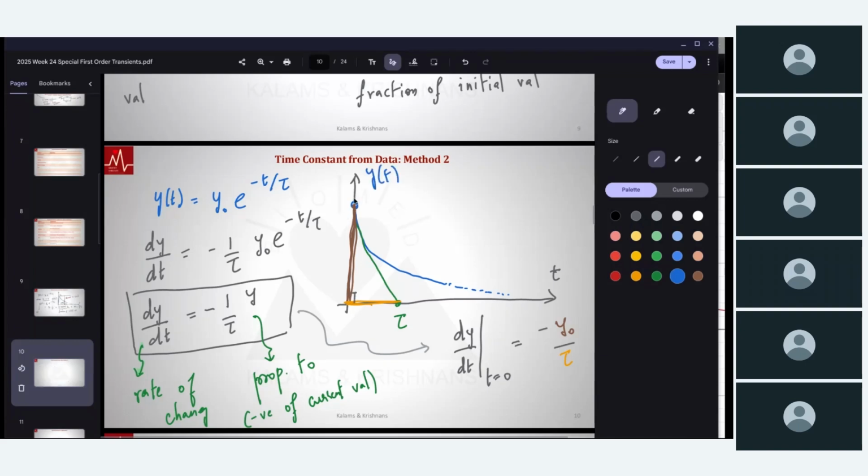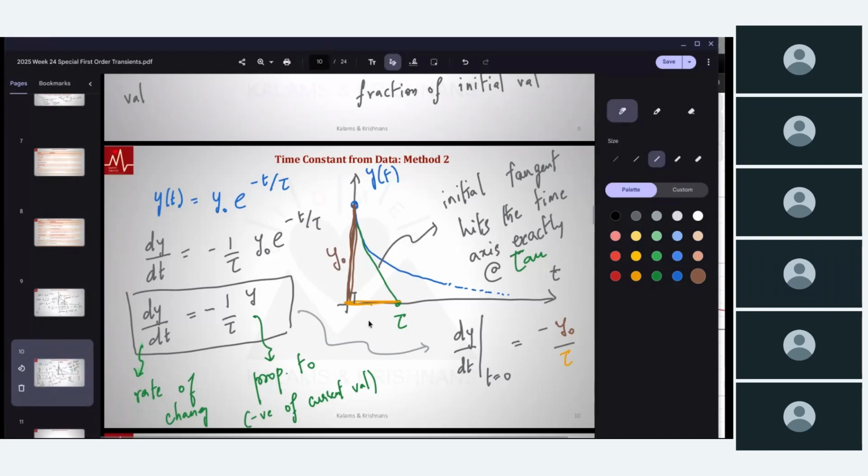If you plot an initial tangent, wherever the initial tangent hits the time axis, it hits the time axis exactly at tau. Exactly. Notice the slope is y naught by tau, and it's negative, right? That's why the initial slope is minus y naught by tau.